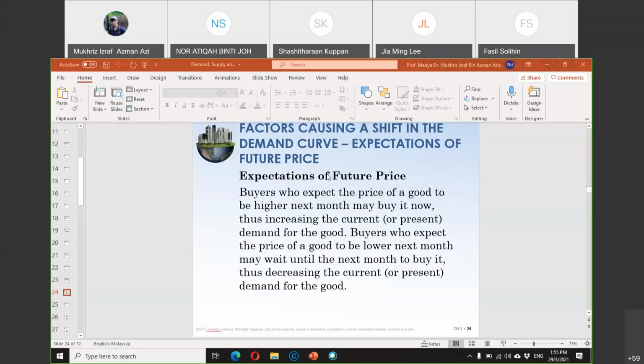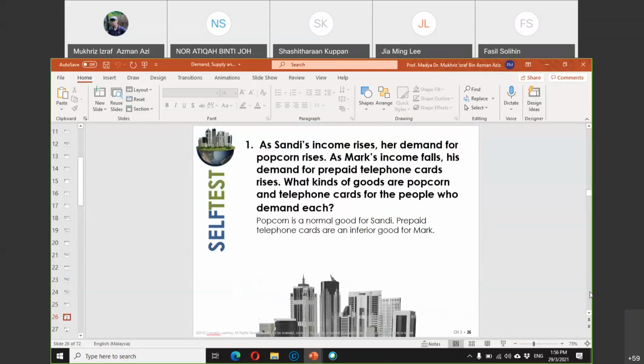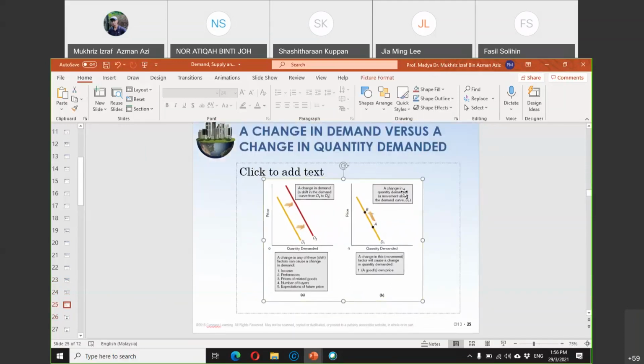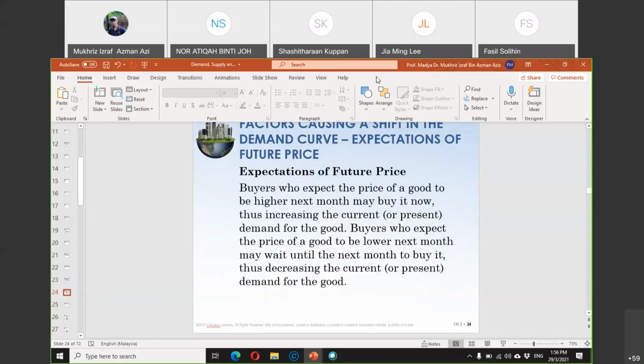And expectation of future price. How many factors do we have left? Expectation, and then, so this is the last one, right? So expectation, this is something that you need to understand.